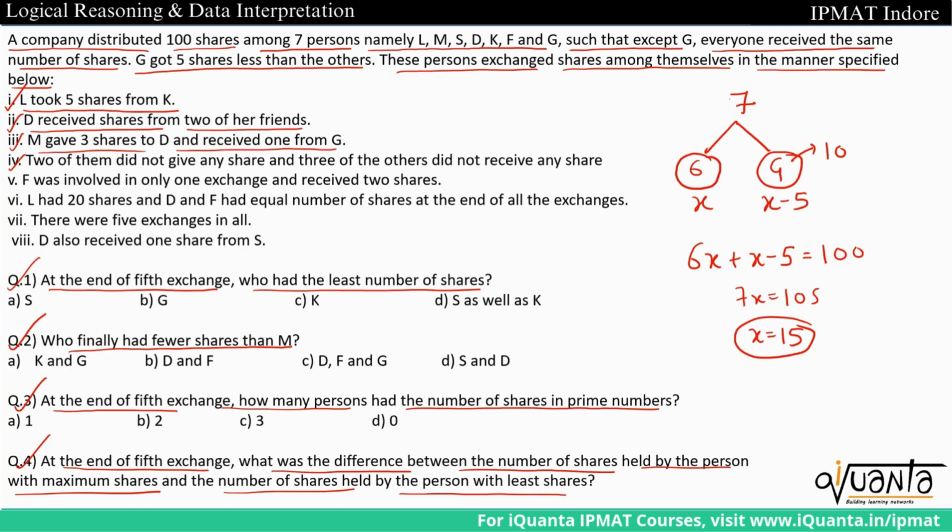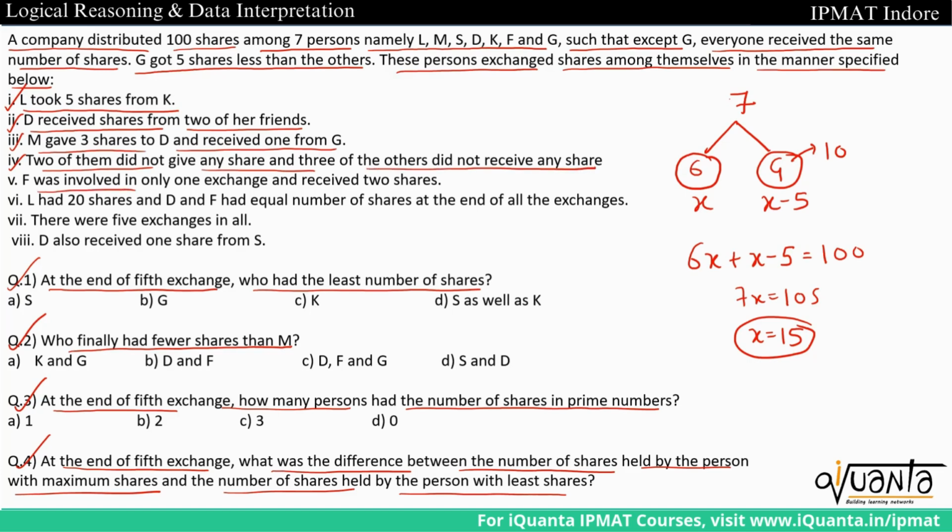We'll go through the clues one by one. What we'll keep into account? We'll keep into account the name of the person. We'll keep in account the number of shares that he is initially having, then the number of shares he is finally having. After that, the number of shares that were given and received, because in the clues we can read that 2 of them did not give any share and 3 of the others did not receive any share.